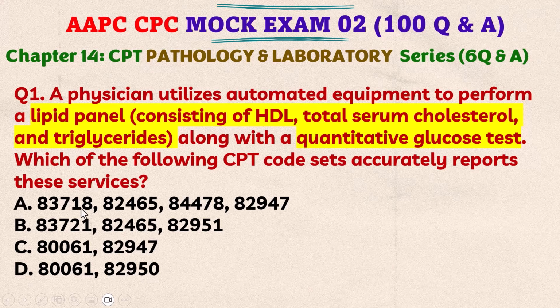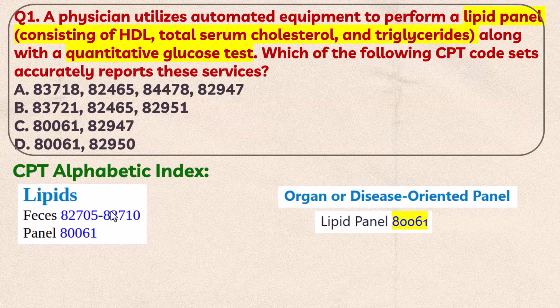So once you look at the answers, they are scattered. So there are different kinds of answer. So rather than going for the elimination method, you can use the alphabetic index to find the answer easily. So once you go to the alphabetic index, first for lipid panel, go to the main term lipids, then go to the subterm panel. It will lead you to the code 80061. Similarly, you can find the same thing using organ or disease oriented panel, again subterm lipid panel. So both ways you can find the code. So 80061, again go by the tabular list and confirm the answer.